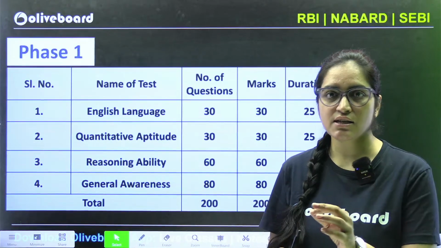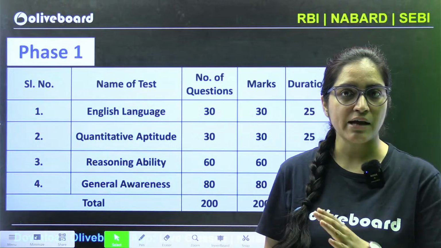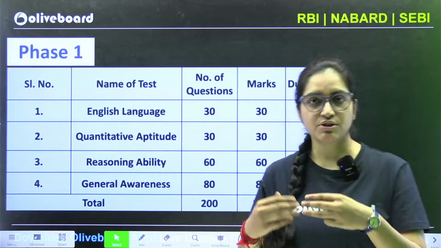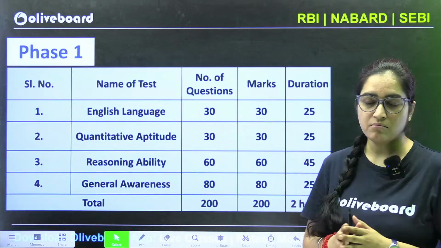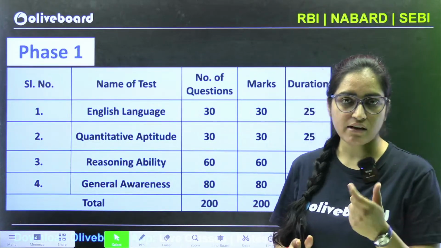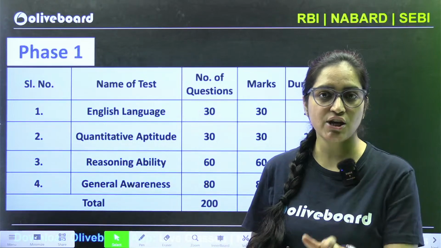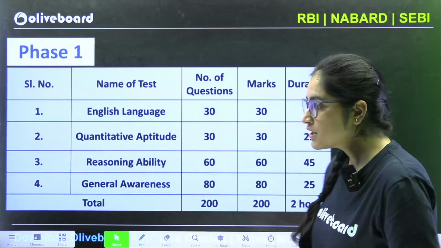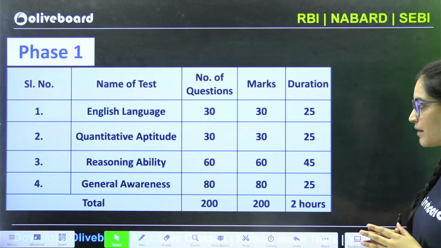Let's first discuss the paper pattern. I hope you all know the RBI exam comes in 3 phases. Phase 1 is the preliminary phase, where your quant, reasoning, English and GA portions are judged.